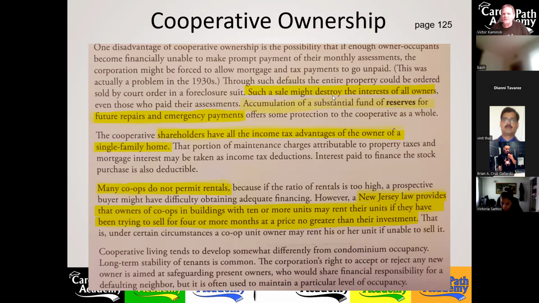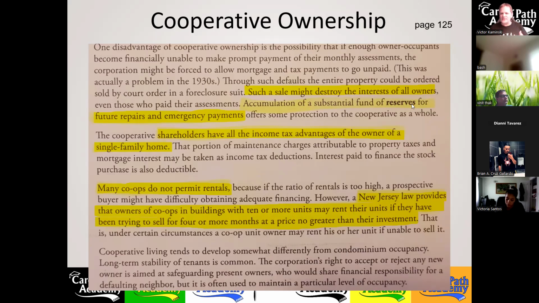So such a sale might destroy the interest of all the owners, even those who paid their monthly maintenance charges. An accumulation of substantial funds or reserves for future repairs and emergency payments offers some protection for the cooperative as a whole. Now, I want you to highlight this. This is the definition of reserves. You need to know what reserves are. It is an accumulation of substantial funds for future repairs and emergency payments. That's what the term reserves means.